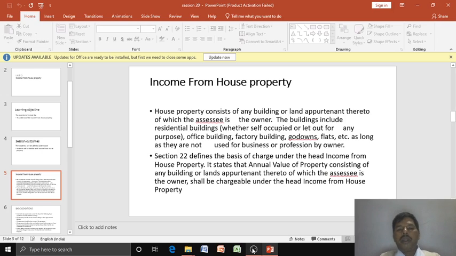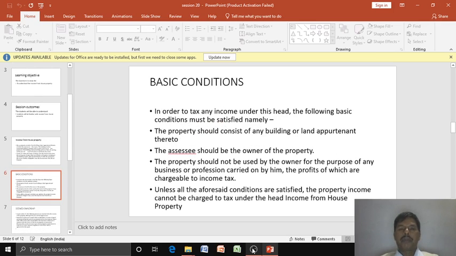Section 22 of the Income Tax Act defines the basis of charge under the head income from house property, which can be charged to tax under sections 20 through 22 of the Income Tax Act. It states that the annual value of the property consisting of any building or lands appertaining thereto of which the assessee is the owner shall be chargeable under the head income from house property.